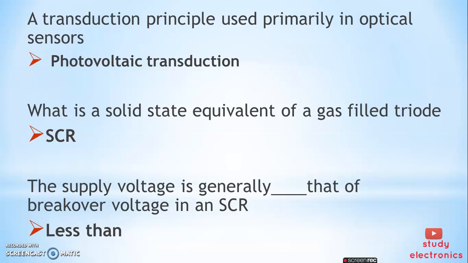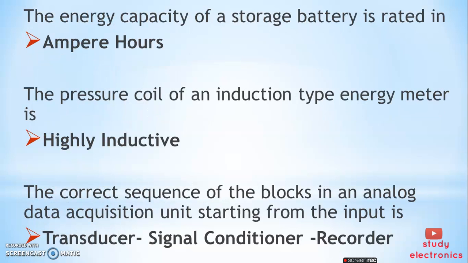Next question. What is a solid state equivalent of a gas filled triode? Answer: SCR, silicon controlled rectifier. Next, the supply voltage is generally dash that of breakover voltage in an SCR. Always less than. The supply voltage is generally less than that of breakover voltage in an SCR.